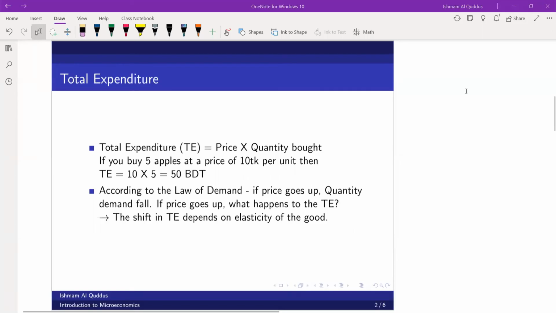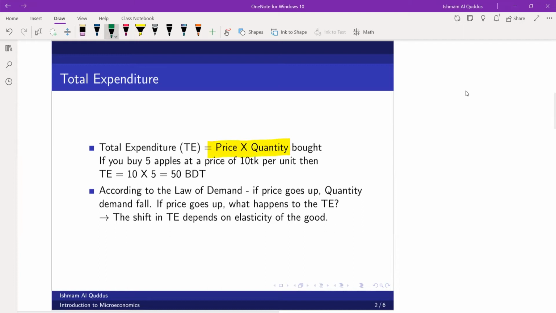So in this lecture video, we'll learn two more concepts called total expenditure and total revenue. Total expenditure is basically the total amount of money that you spend in buying something. The way we calculate total expenditure is price multiplied by quantity, so price per unit multiplied by quantity.